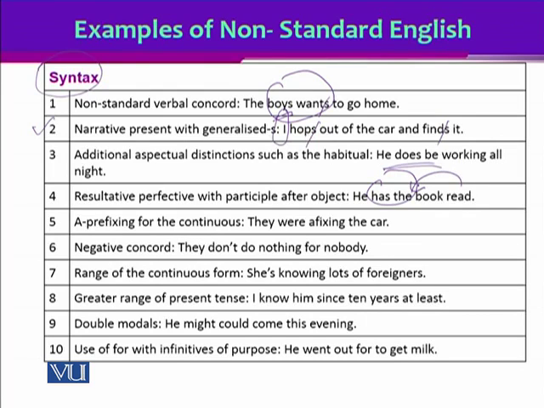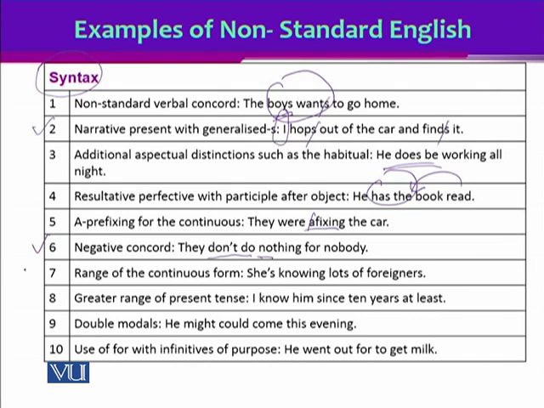Then the use of prefixing for the continuous. For example, "They were affixing the car." Instead of "they were fixing the car," affixing is used. Negative concord is used in number 6. For example, "They don't do nothing for nobody." This use of don't do nothing, this double use of negative, does not take place in standard English language.